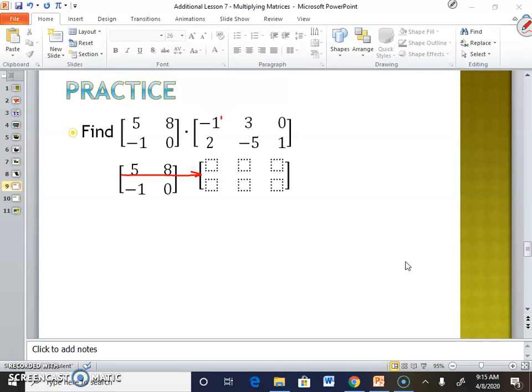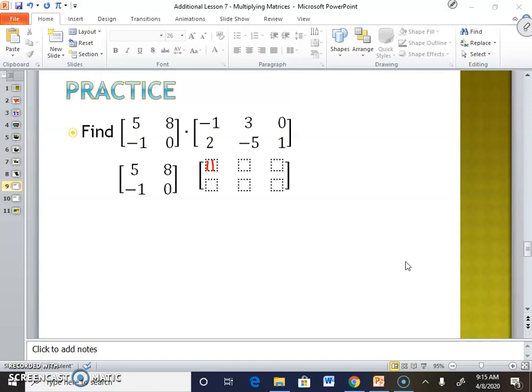So 5 and 8, and then 1 and negative 1 and 2. 5 and negative 1 is negative 5. 2 and 8 is 16. So now I just need to add these together. What's negative 5 plus 16? That's going to give me 11. So I have 11 in that spot there.